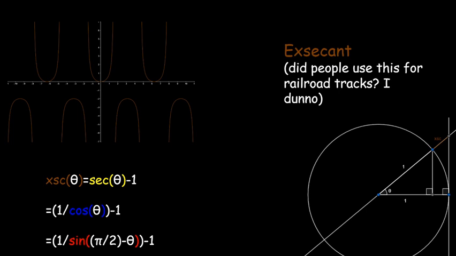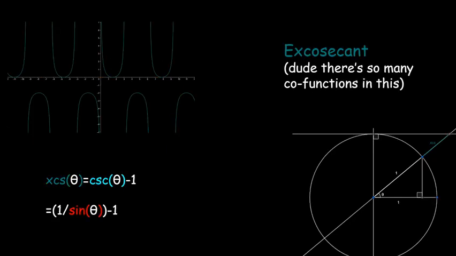The exsecant, finally, we have something kind of interesting. Round segment over here is the exsecant. Has a very cool abbreviation. It's just the reciprocal of the cosine minus 1. Very cool. Next we have the excosecant. Okay, it's not interesting anymore. We have more co-functions. Anyways, it's just a cosecant minus 1.